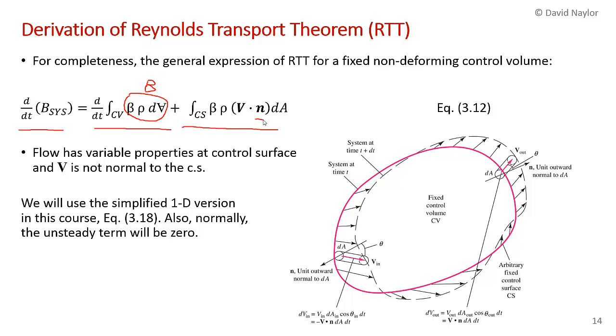As I say, I include this really for completeness. In the remainder of the course, we're going to use this simplified one-dimensional equation, 3.18, and normally the unsteady term in our applications will be 0 because we'll be dealing with steady flows.